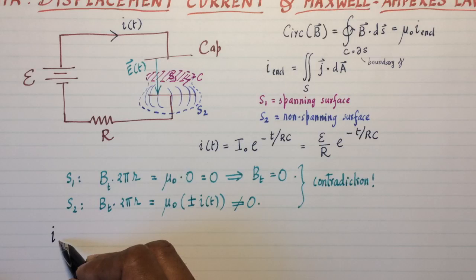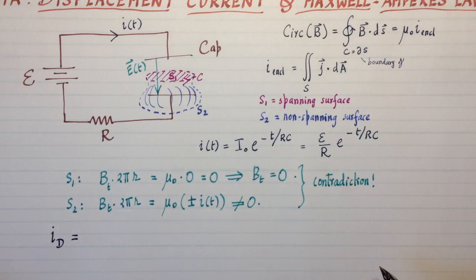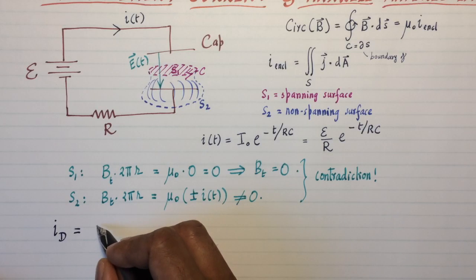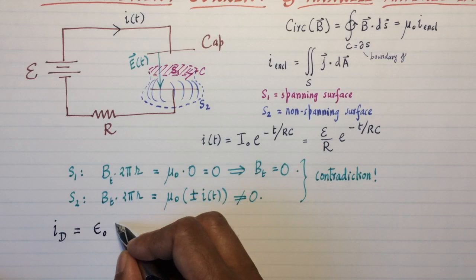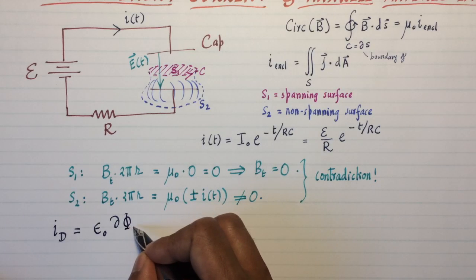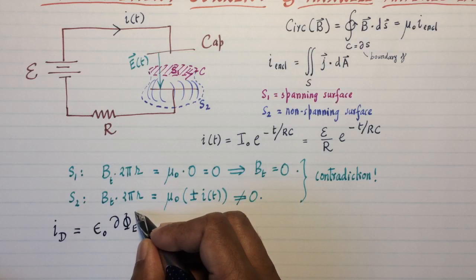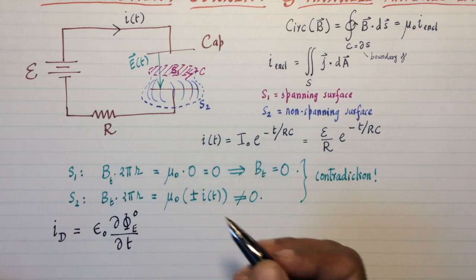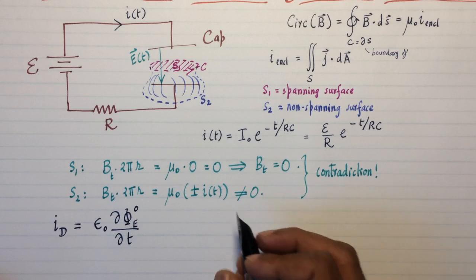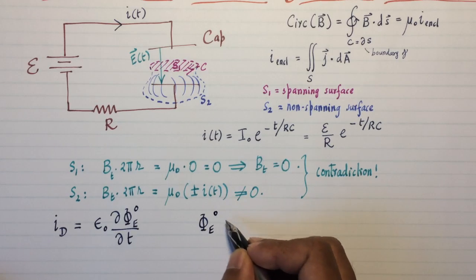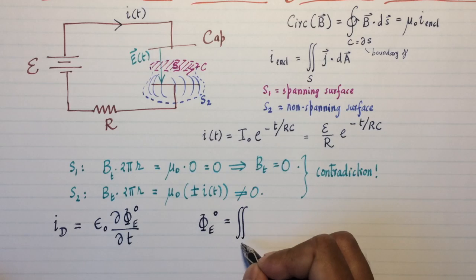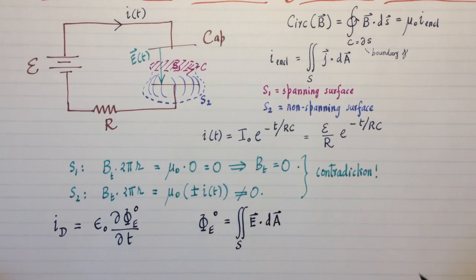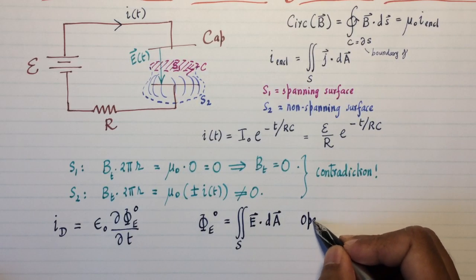So he said, let me define a current called the displacement current, I sub d. And that displacement current is defined as follows. It's epsilon naught times the rate of change of electric flux across the open surface that you're considering, whatever surface that is, whether it's S1 or S2. Let's define that: phi e open is the double integral over the surface S of E dot dA. This is known as the open electric flux.